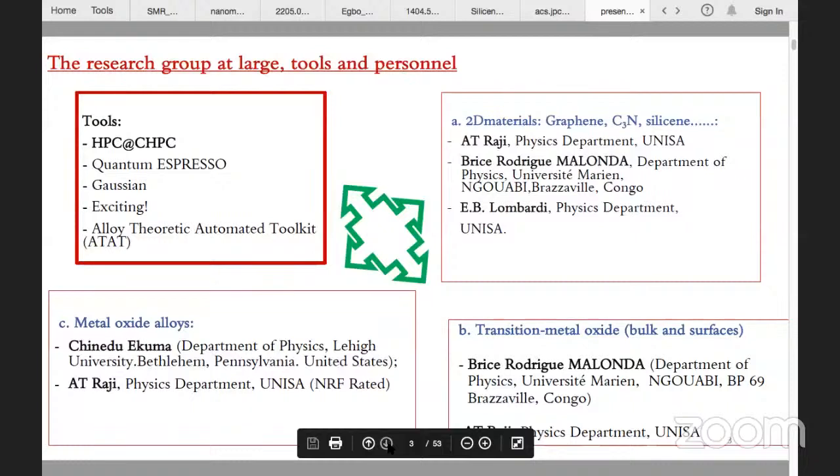These are not a comprehensive list of materials we study, but a representative list, just to give you an idea of what we do on the CHPC. All of us are glued together by the CPU time that has been provided to us by the CHPC. So we use Quantum ESPRESSO mainly. Some of our colleagues are using Gaussian. Again, we are using exciting to study optical excitation in solids. And we use the ATAT code mainly to study alloy systems. These are the kind of tools we use. Quantum ESPRESSO, Gaussian, exciting, and ATAT are all installed on the CHPC, and we make use of them from time to time, depending on the interest of our students.